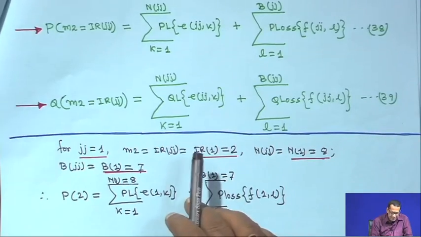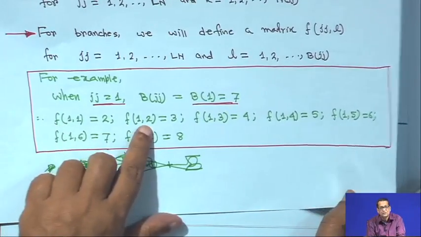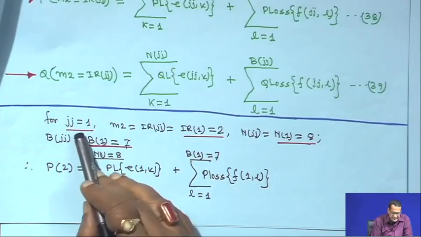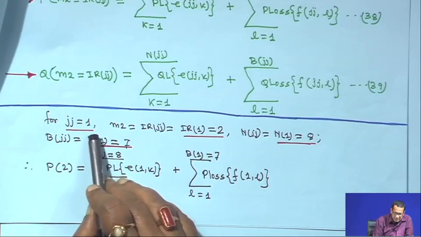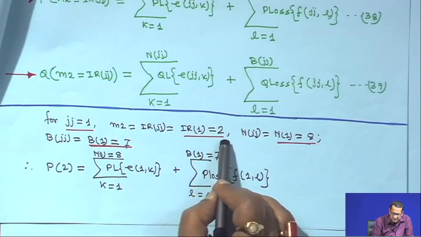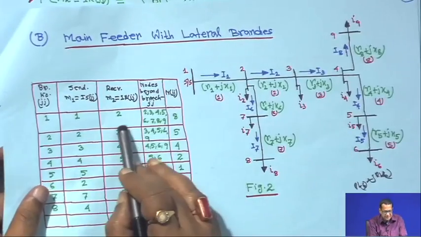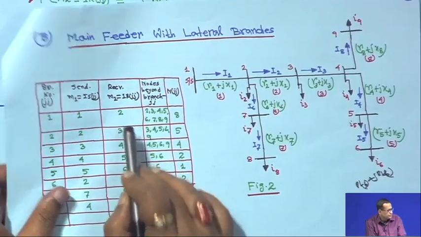For example, this element we have taken F_11, F_12 and so on. So, for JJ equal to 1, branch 1, M2 is equal to IR_JJ, which is IR_1, equal to 2. This is the receiving end node, M2, and it is equal to 2.